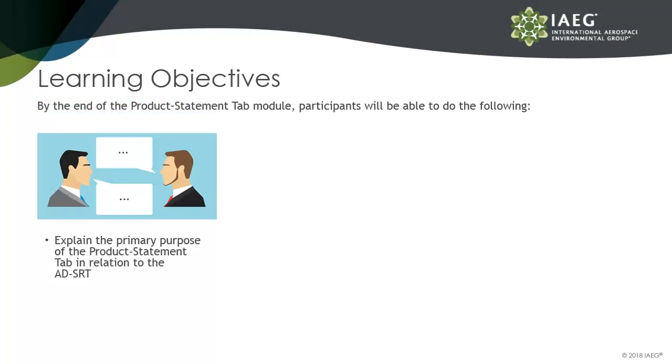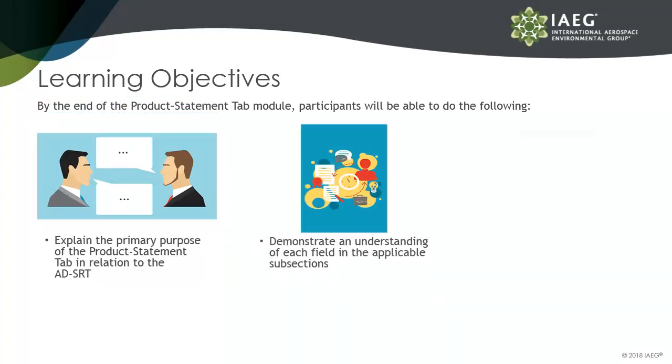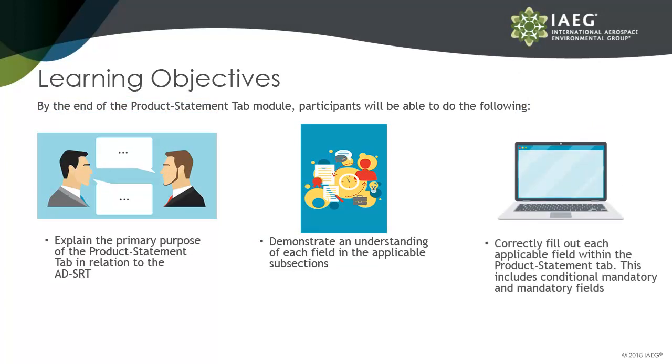By the end of the Product Statement tab module, participants will be able to do the following: explain the primary purpose of the Product Statement tab in relation to the AD-SRT, demonstrate an understanding of each field in the applicable subsections, and correctly fill out each applicable field within the Product Statement tab. This includes conditional mandatory and mandatory fields.